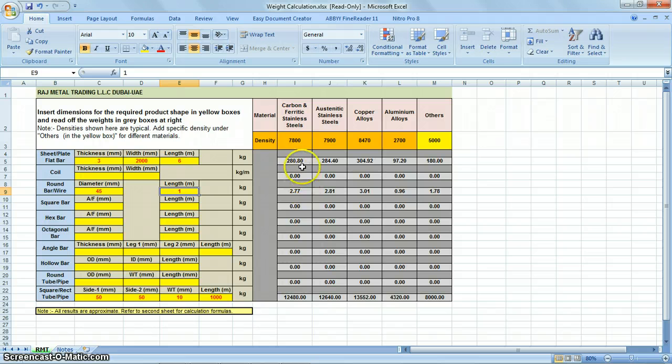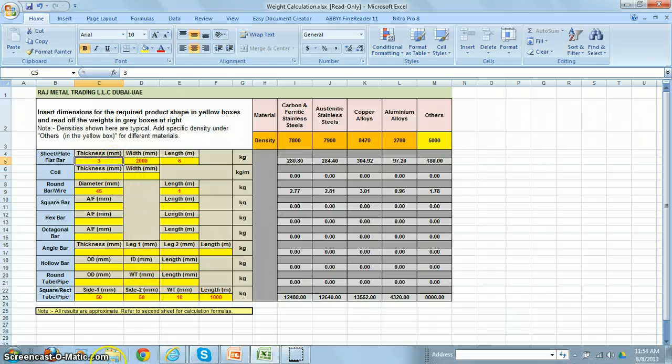Now something very interesting: if it is aluminum alloys, any of them, then the weight for 3 milli, 2 meter by 6 meter is 97 kg only. Well, that's okay. This can be ignored totally, even this aluminum, and we mostly concentrate over here on stainless steels and carbon steels. Similarly, for the coil, you just need to put the thickness and the width.